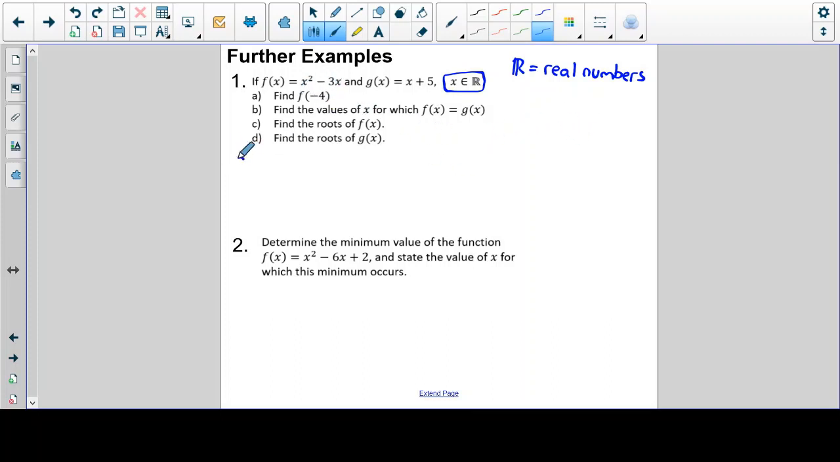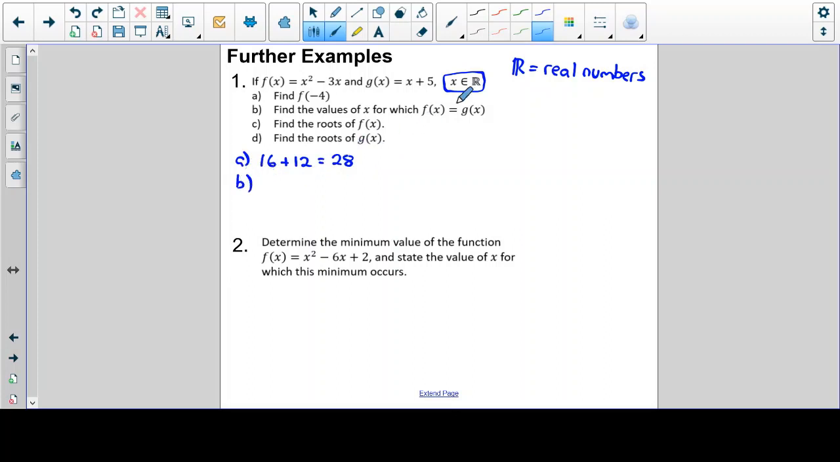A, find f of minus 4. Substituting minus 4 into there. Minus 4 squared, 3 lots of minus 4 with the negative, gives us 28.